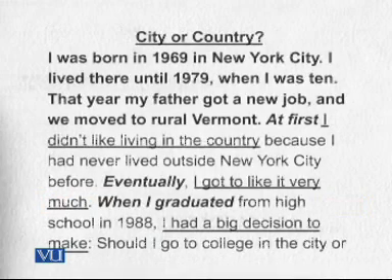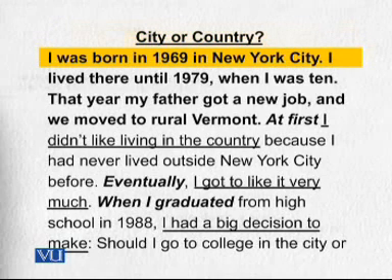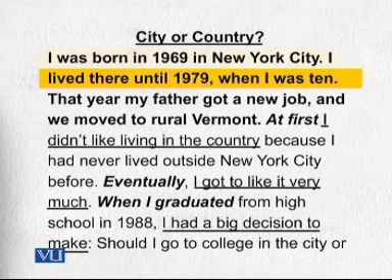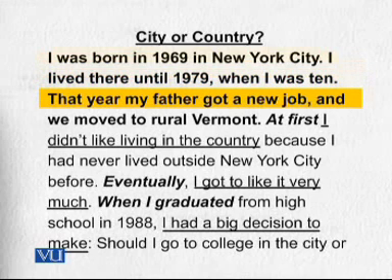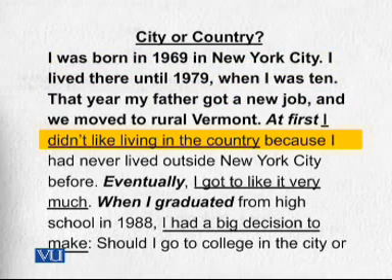One more example for you: city or country. This is one topic. And let's see how we are preparing the body of this paragraph and giving it a touch of time order. Let's take a look. I was born in 1969 in New York City. I lived there until 1979 when I was 10. That year, my father got a new job and we moved to rural Vermont. At first, I didn't like living in the country.